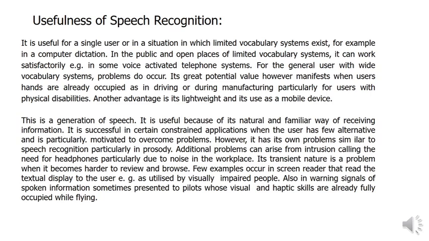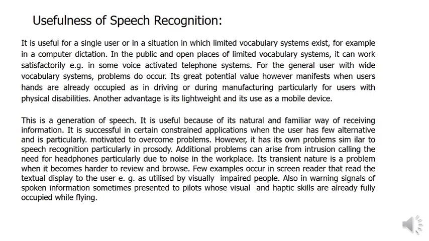Then this is the generation of speech. It is useful because of its natural and familiar way of receiving information. It is also useful in certain constrained applications when the user has few alternatives and is particularly motivated to overcome problems. However, it has its own problems, similar to speech recognition, particularly in prosody.